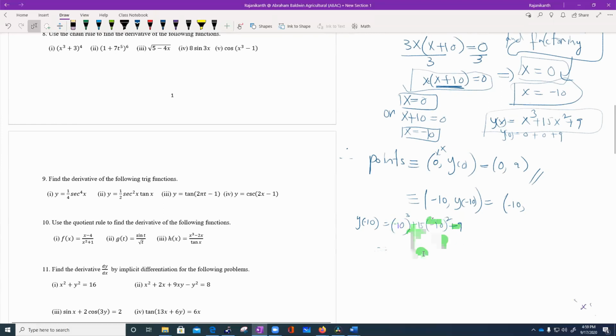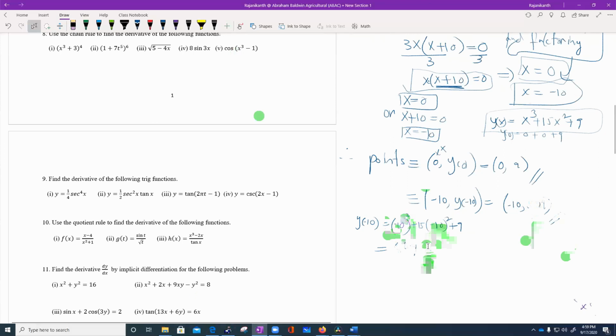Check my answer. Could you check the answer? 509. Did you get 509? Let's see, this is negative 1000, right? And here 1500. And you will get 509. Yeah, you are correct. So therefore, that is 509. So this is my second point.